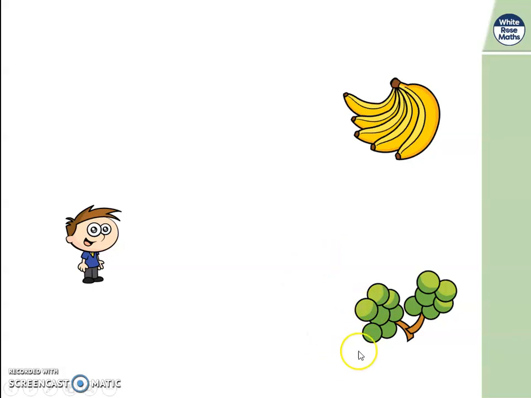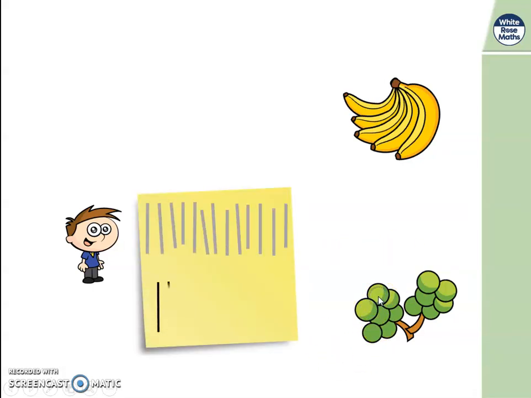So now he's counting the grapes. So let's have a go. 1, 2, 3, 4, 5, 6, 7, 8, 9, 10, 11, 12, 13. So he's done 13 lines there, but that's quite tricky to find out, isn't it? So let's see if there is another way that we can show 13 using tally charts.